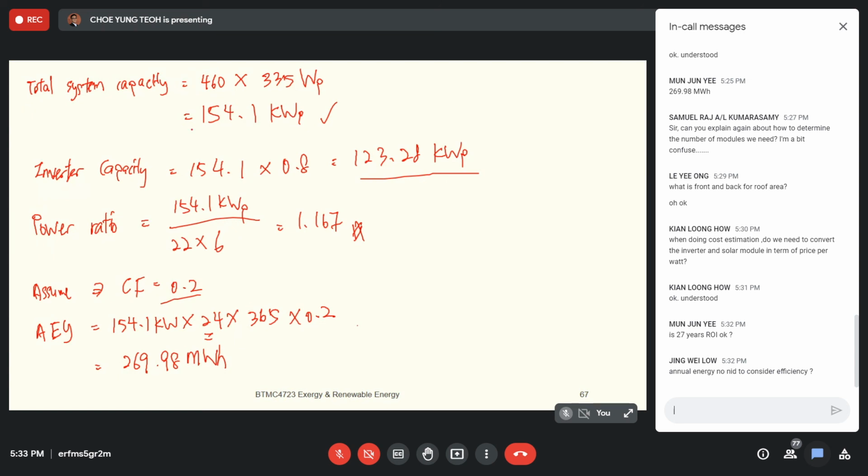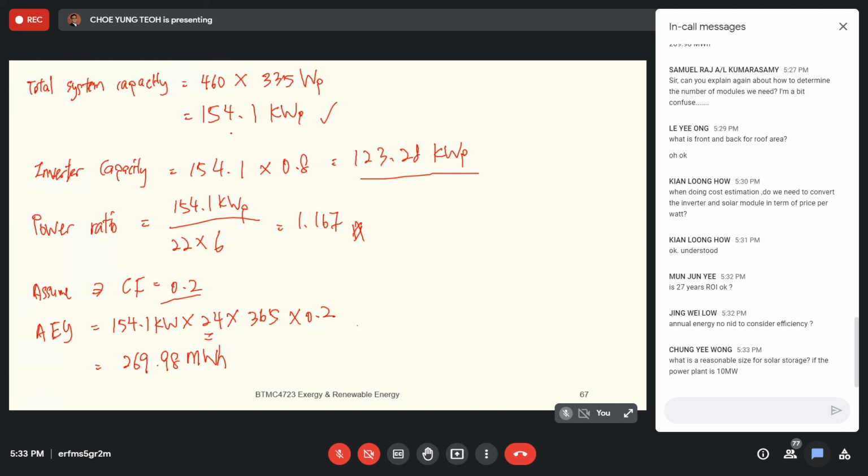Because the total capacity is given as 154 already. So this 154 kilowatt already considers the efficiency of the panel. It means that if I give 1000 watt of solar irradiance and the temperature of the panel is 25 degrees Celsius, the system will give you 154.1 kilowatt output with the efficiency of 19.9. Don't take 154 and then multiply with the efficiency again, because the spec given in the data sheet is already calculated in terms of efficiency.